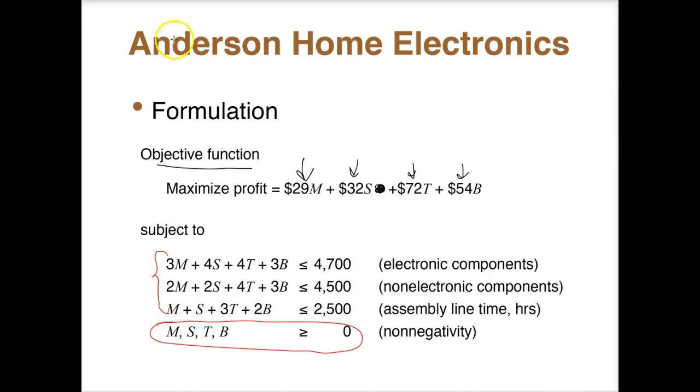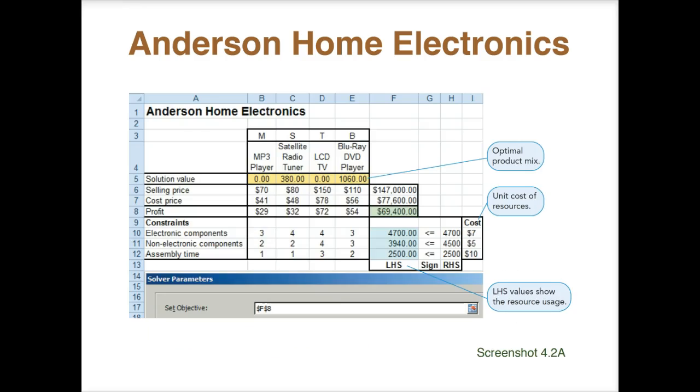And if we look, that's exactly what we see here. And if we did the other two, the LCD TV and the Blu-ray DVD player, the same way, that's exactly what we would get. Okay. So we've done all this to basically say, here is our maximizing profit objective function, and we know that we have these constraints here.